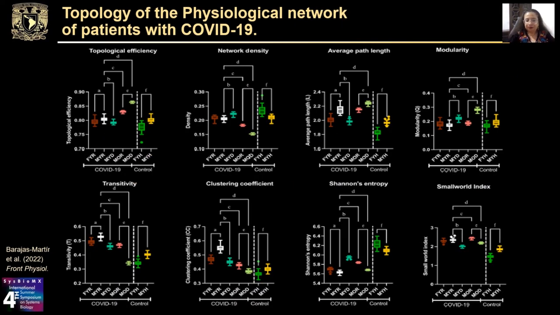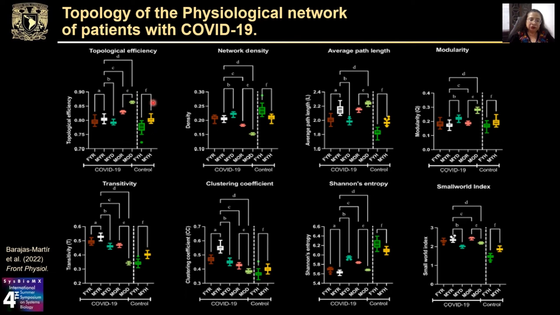The topology of the physiological network is also very different. Here you have in green the one of healthy women, the control. Yellow is the data from men that were healthy, our control.